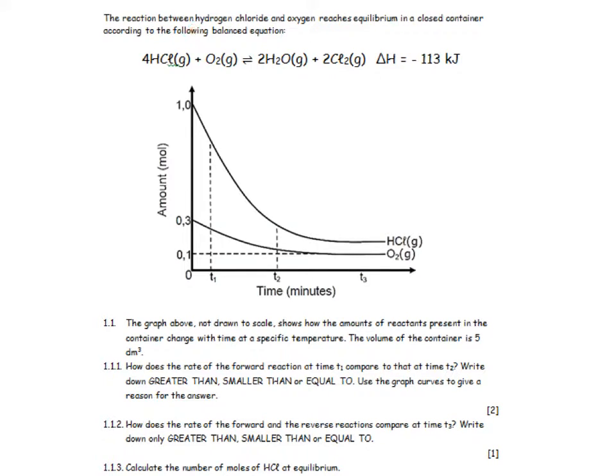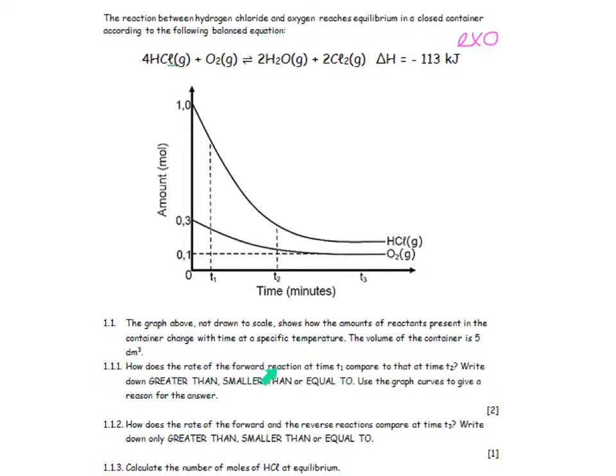The reaction between hydrogen chloride and oxygen reaches equilibrium in a closed container, according to the following balanced equation. And you're given a minus value over there, which means it is an exothermic reaction. Then it says the graph above is not drawn to scale, and it shows how the amounts of reactant present in the container change with time at specific temperatures. The volume in the container is 5 decimeters cubed.